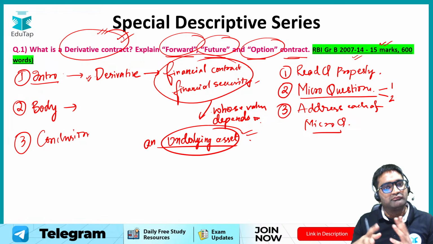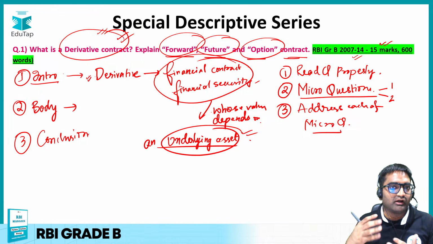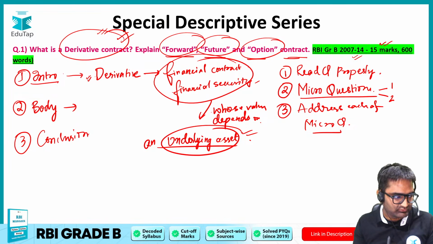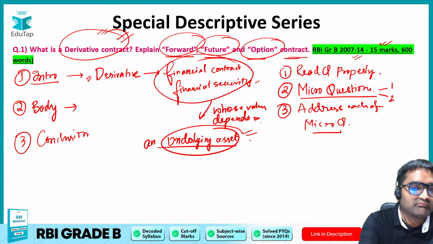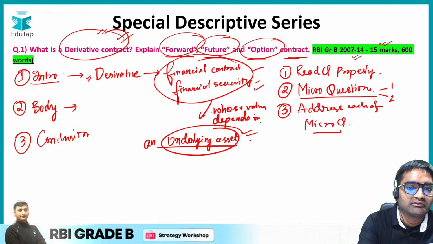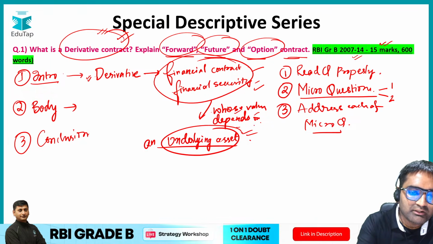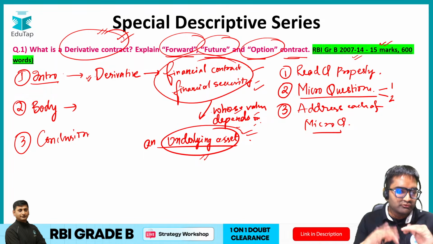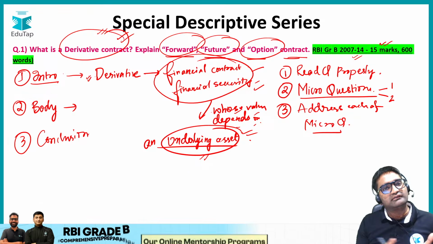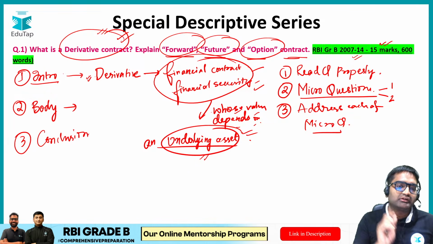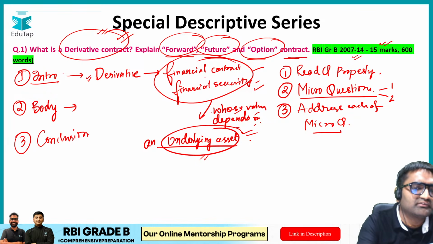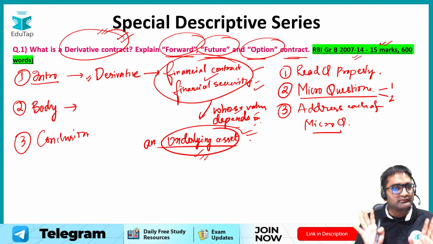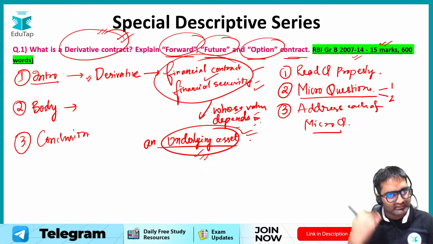You will learn about them only once you have actually understood the concept really well, and then you are answering the question. So when we are answering about a derivative, it is a financial contract, financial security, yes, for sure, whose value depends on an underlying asset. This is the first line that should be there. Of course, you may frame the definition in a different manner, grammar might be different, but you should definitely have these keywords, that it is a financial contract whose value depends on an underlying asset. Is that clear? This is the first part done, where we have started the answer.